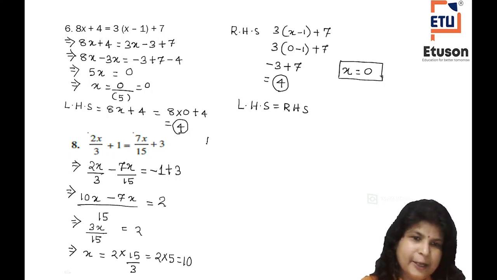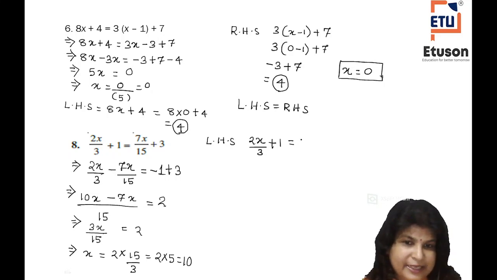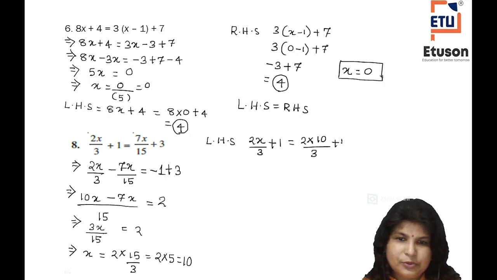Shall we check then? So the left hand side of the equation is given to be 2x by 3 plus 1. Now what is the value of x you have got? It is 10, right? So 2 into 10 divided by 3 plus 1. So how much did you get? It is 20 by 3 plus 1.